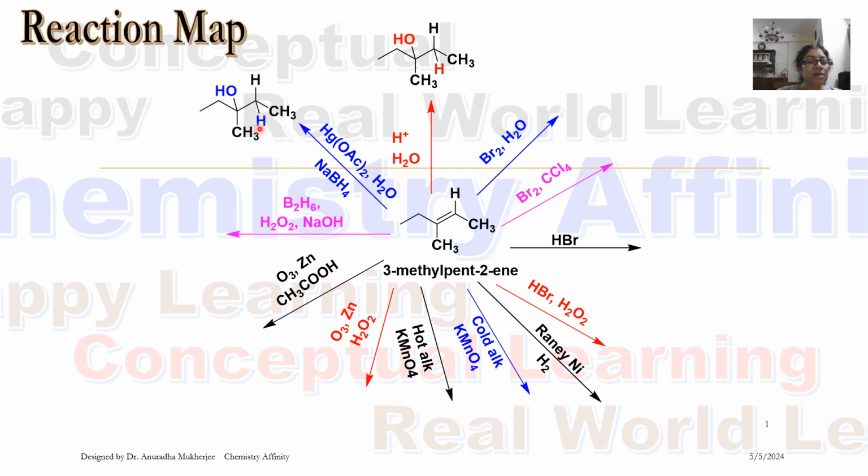We can get a similar type of alcohol when it is treated with mercuric acetate with water, followed by sodium borohydride. It is called oxymercuration demercuration.